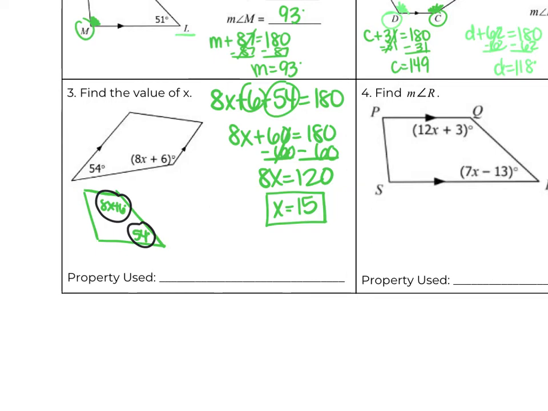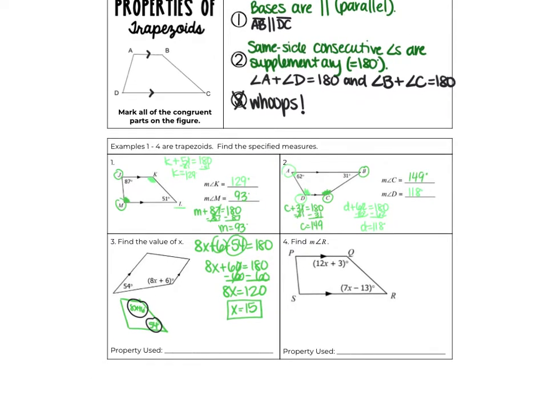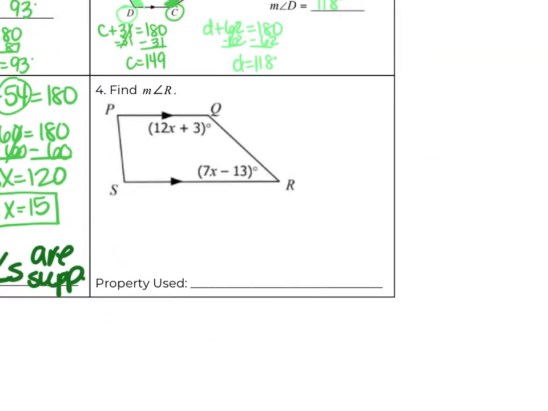So look back over your property options. That would be our second property for same side. I'm just going to put SS for that. Consecutive angles are supplementary. Okay, number 4. So this one is turned the correct way. It's not turned any which way.